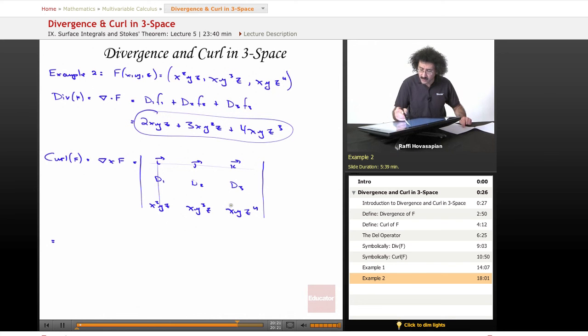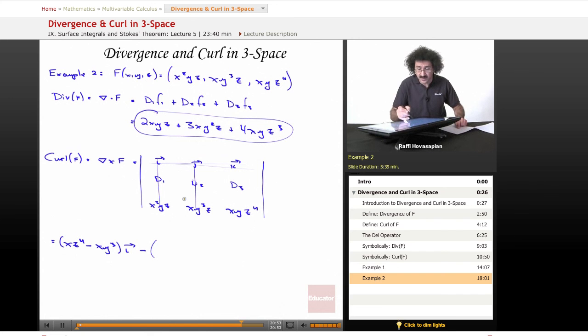this. The derivative with respect to y of this is xz to the fourth. The derivative with respect to z of this is xy cubed. This is the i component. Minus, now we go to the next one, the derivative with respect to x of this minus the derivative with respect to z of this. Derivative with respect to the first variable, which is x, the derivative with respect to the third variable, which is z. That's what's going on here.